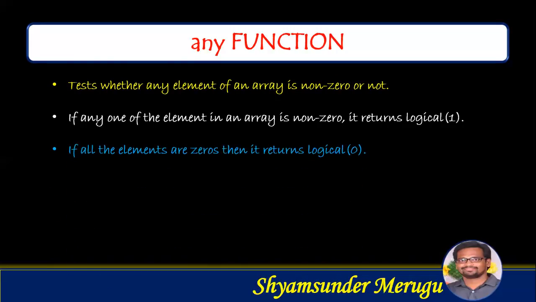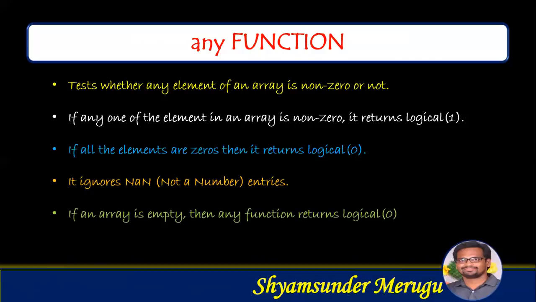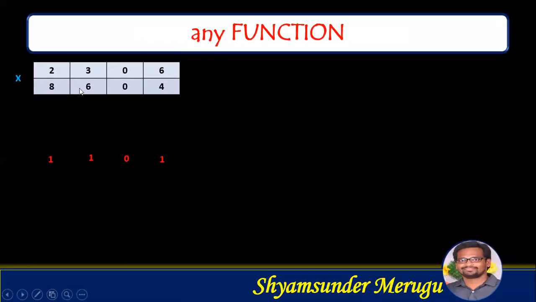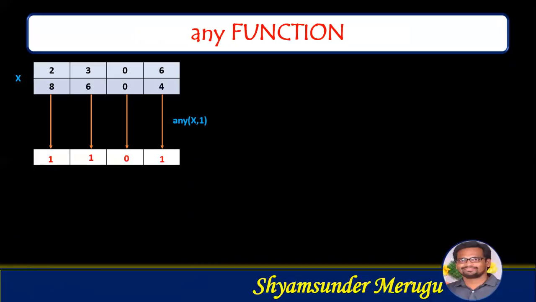If all the elements are zeros, then it returns logical 0. It ignores not a number entries. If an array is empty, then the any function returns logical 0. Let us consider X is an arbitrary array having those elements. Now we are applying any of X comma 1. Then it is going to find out whether the non-zero elements are present or not.